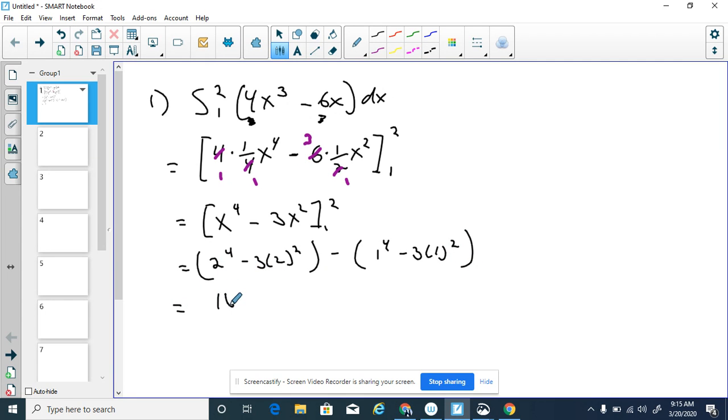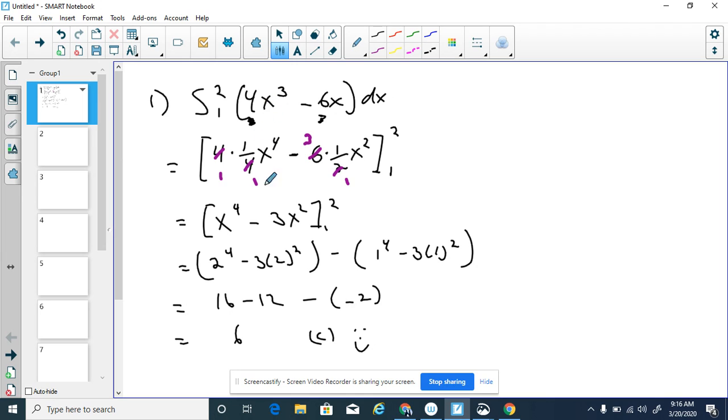So 2 to the fourth is 16. 2 squared is 4, times 3 is 12. That's my first chunk of info. And then here we have 1 minus 3, that's negative 2, and we subtract it. So we get 16 minus 12, which is 4, minus negative 2, which is plus 2. So we get 6, and we look, and that's choice C. Everyone's excited, so we make a little smiley face.